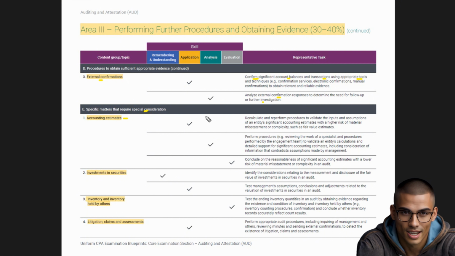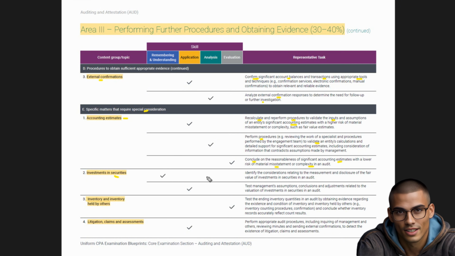So we have accounting estimates, where you'll need to be able to recalculate and reperform procedures to validate the inputs and assumptions of an entity's significant accounting estimates. You'll need to be able to perform procedures in order to validate an entity's calculations. You'll need to be able to conclude on the reasonableness of significant accounting estimates with the lower risk of material misstatement or complexity in an audit.